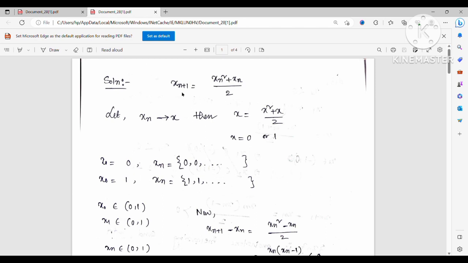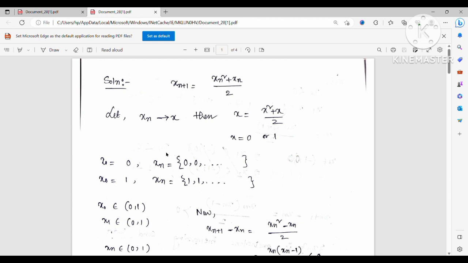So the sequence is basically xn plus 1 equal to xn square plus xn divided by 2. So first we observe that if the sequence converges to x, then what can be the value of x? So assume that xn converges to x, then definitely xn plus 1 also converges to x. So it implies that x equal to x square plus x divided by 2. That is x square equal to x. That is x equal to 0 or 1. So if the sequence xn is convergent, then the possible limit of the sequence is either 0 or 1, right?